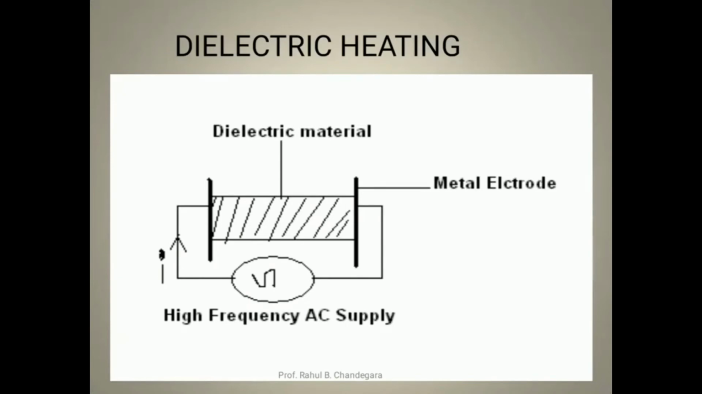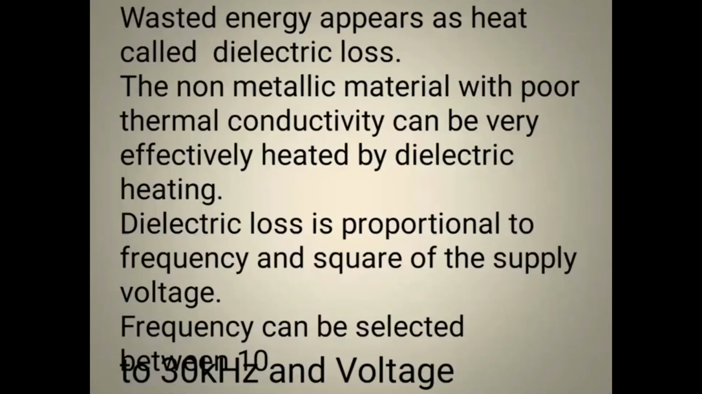This is high frequency heating. Power frequency heating covers resistance and arc; this topic is from high frequency heating. The dielectric material is put between two metal electrodes and a high frequency AC supply is given to it. The positive and negative charges separate and high heat is produced. This is the figure of dielectric heating.